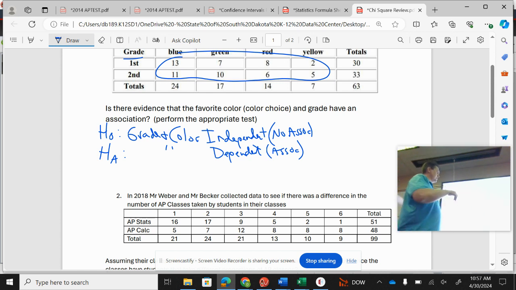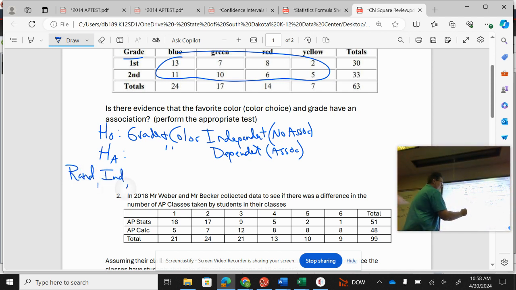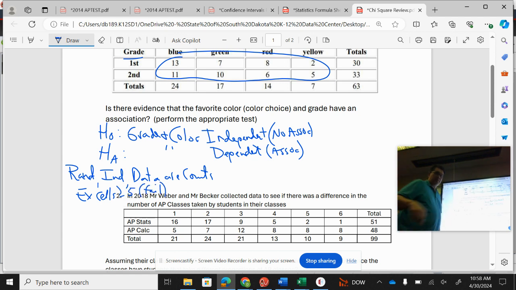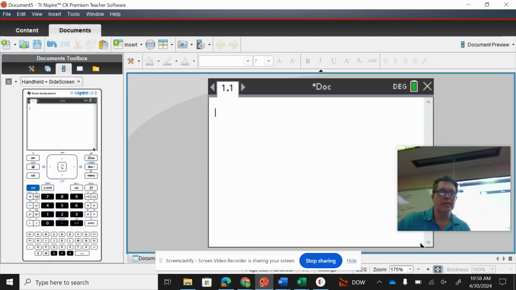The probability doesn't change. What are our assumptions? Random, independent, data are counts. Then we need the expected cells to be greater than 5. Okay, we're going to fail on this one. We are going to run this test. We're going to find out that our expected cells are a little bit small. Is it really going to make a difference?